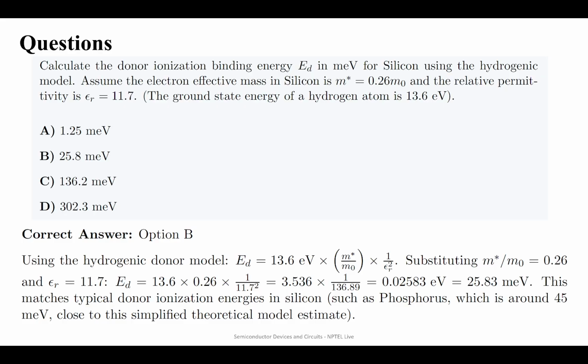So the correct answer is option B. The hydrogenic model gives us ED equals 13.6 times m star by m naught times 1 by epsilon r square, where we are given m star by m naught is 3.26 and epsilon r is 1.7. We get ED equals 0.02583 eV, which is 25.83 milli eV.